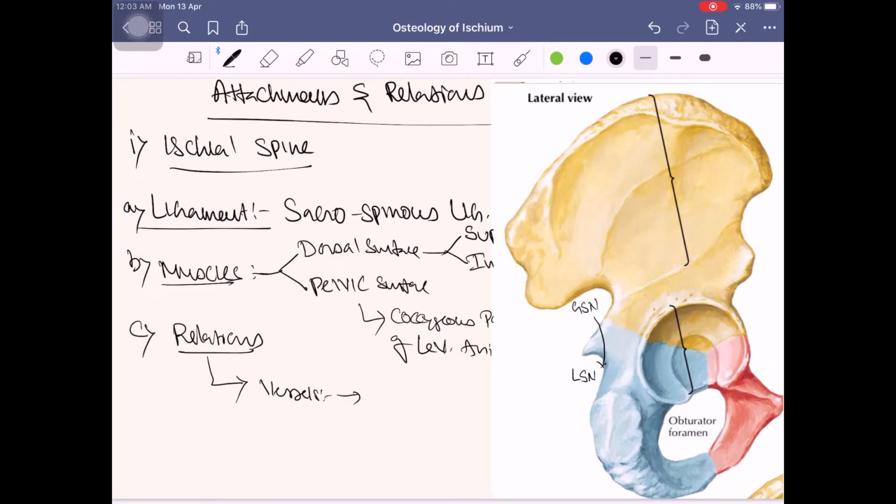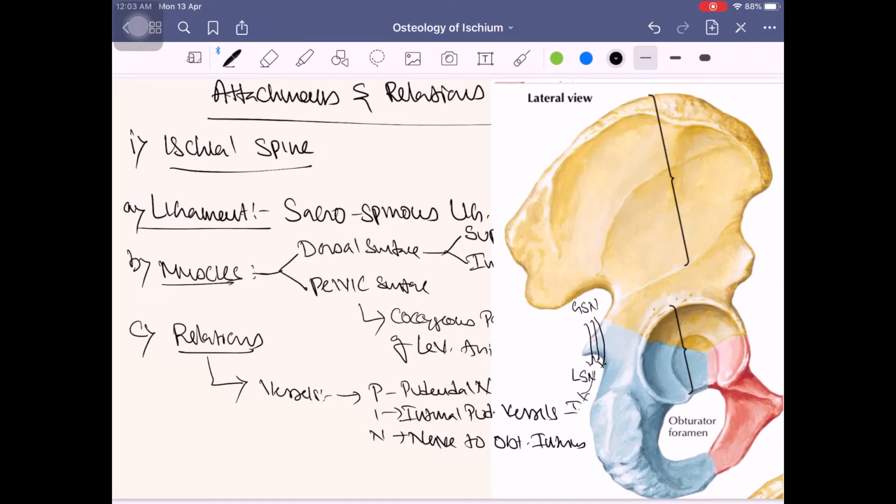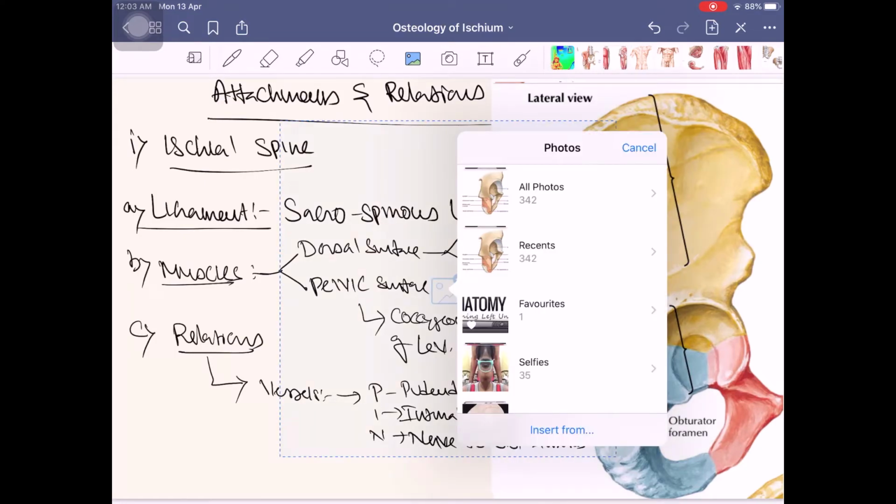So these are your PIN structures, what we call PIN, P-I-N: P for pudendal nerve, I for internal pudendal vessels, and N for nerve to obturator internus. So there you can say there are three structures here. Only the vein is going back, the artery and the nerves are entering into the lesser sciatic notch, and via this they go down into your ischiorectal fossa or ischioanal fossa, if you remember. I said I will show you this, so let us see the picture.